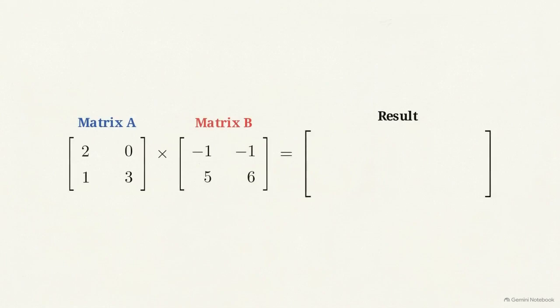This animation shows the row-by-column method. To find the first element of your answer matrix, combine the first row of matrix A with the first column of matrix B. Calculate this by multiplying corresponding numbers and adding the products together.